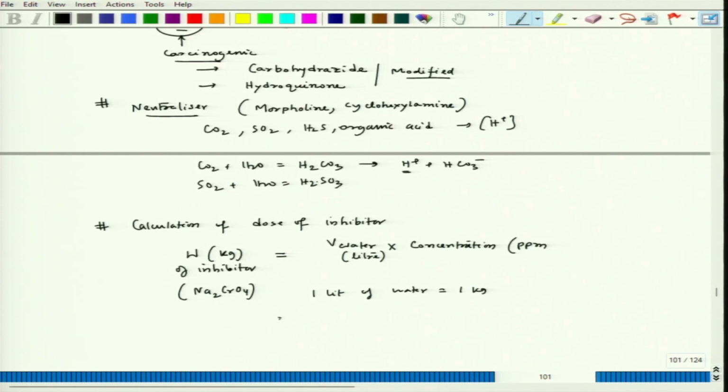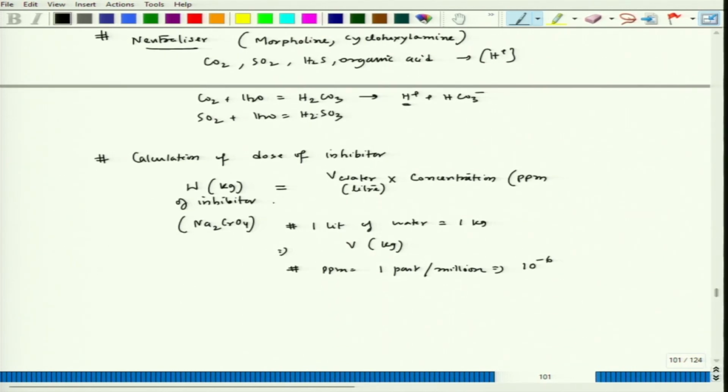Now, we can convert this into volume. Instead of volume, that volume in terms of kg we can write because it is in terms of liter, and concentration ppm is basically 1 part per million. So, we can write 10 to the power minus 6. So, then this equation can boil down to this: V kg into x ppm divided by 10 to the power 6.